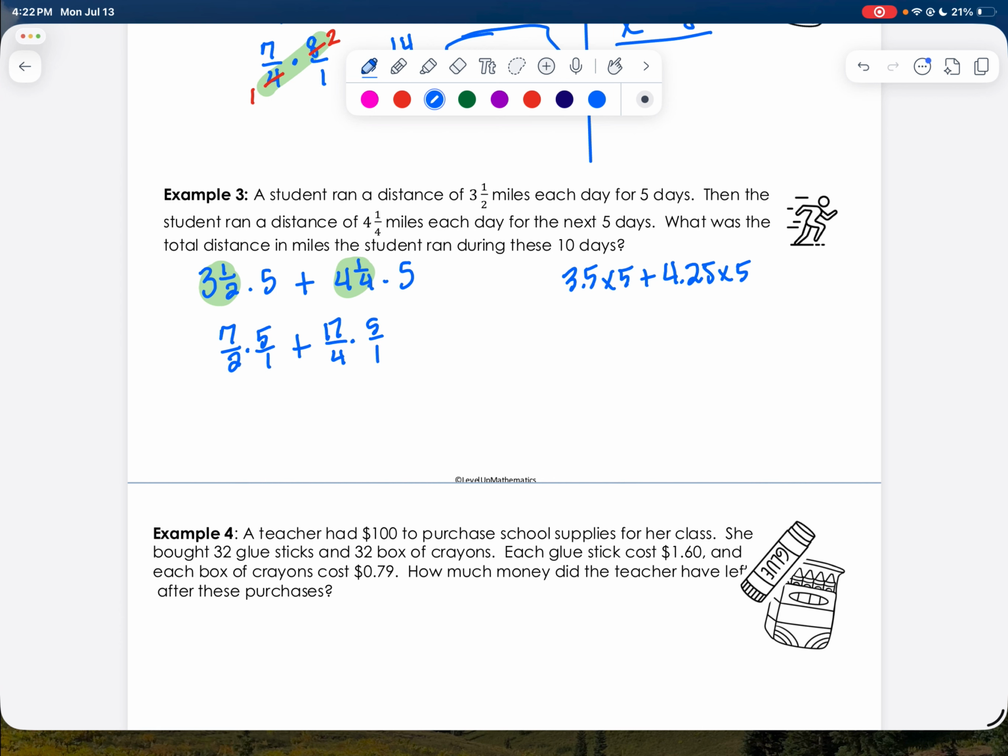All right, so let's continue with this fraction method here. We've got 7 times 5 is 35 over 2 times 1 is 2.